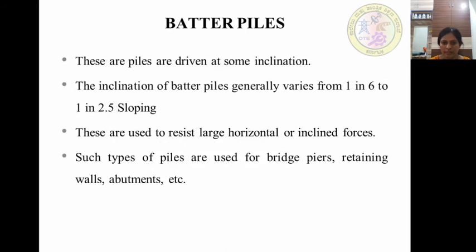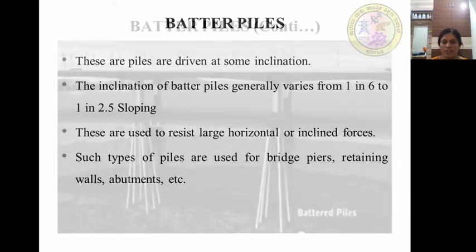And next, batter piles. These piles are driven at some inclination. The inclination of batter piles generally varies from 1 in 6 to 1 in 2.5 slopes. These are used to resist large horizontal or inclined forces. Such types of piles are used for bridge piers, retaining walls and abutments, etc. Okay, so abutment means the end support of the bridge.